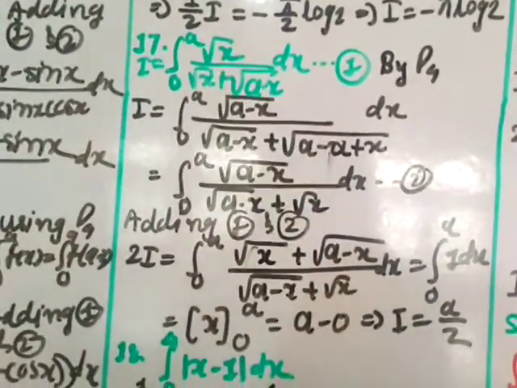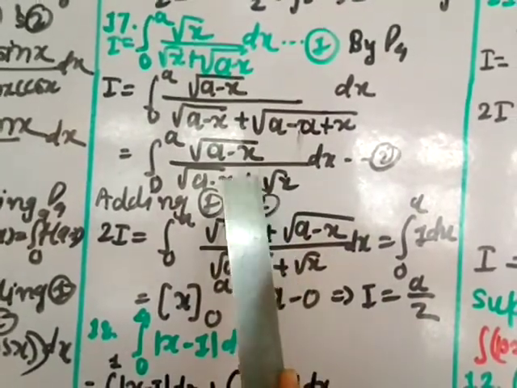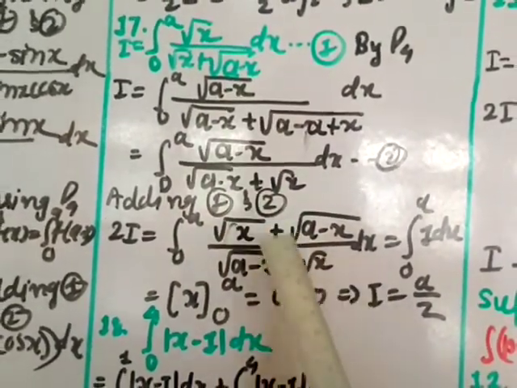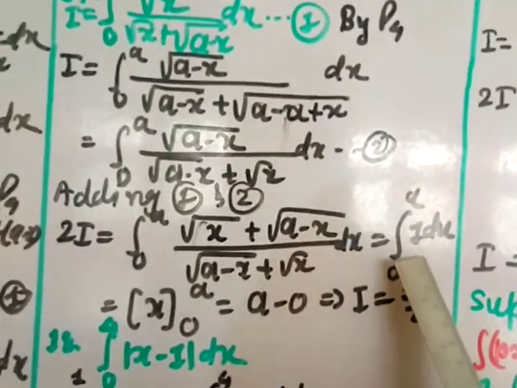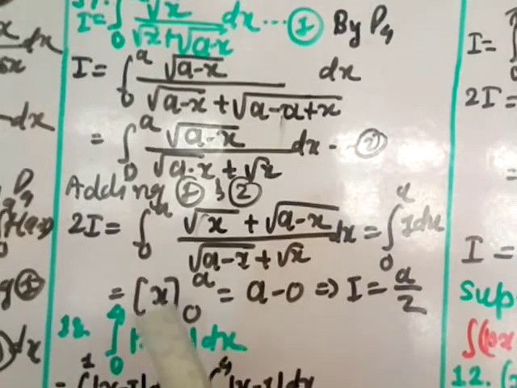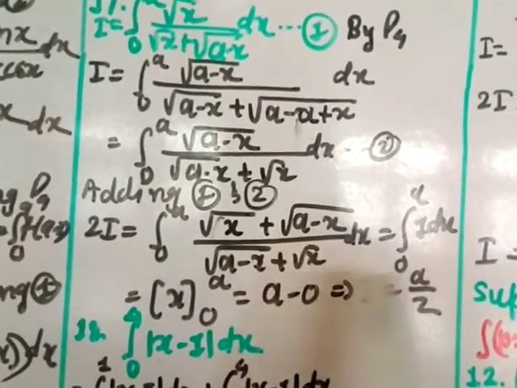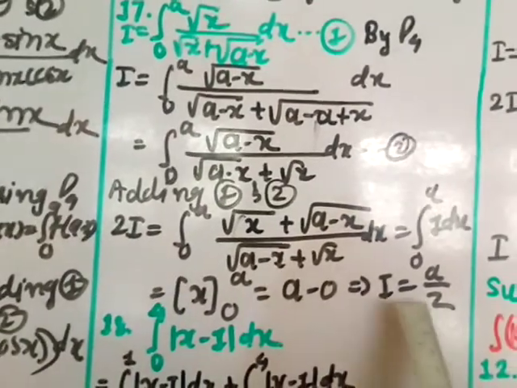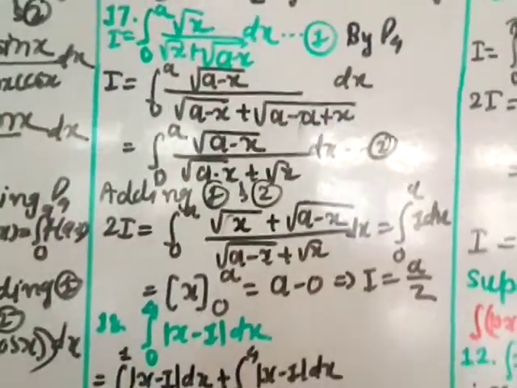So in the numerator directly I am adding root x plus square root of a minus x, divided by the denominator, which is equal. Cut both because it is the same. Integral 0 to a, 1 dx. Integral of 1 is x, so 0 to a. Put the limit a minus 0, so the answer is a. And here 2I, so you transfer the 2 here, which gives you I is equal to a by 2. So that is the answer for question number 17.